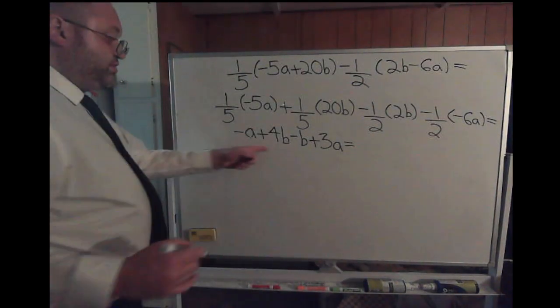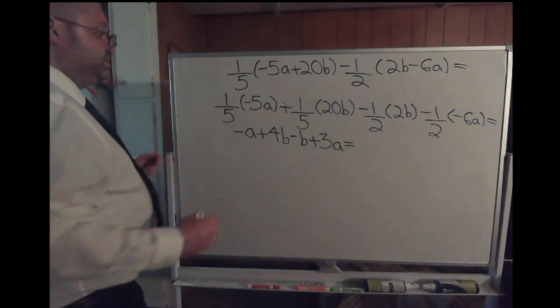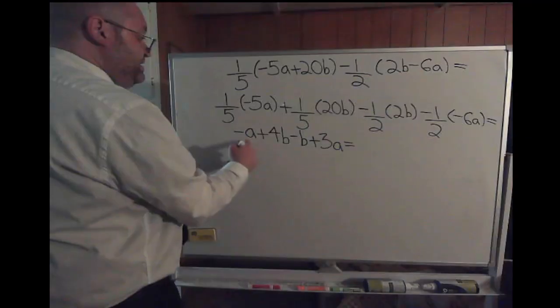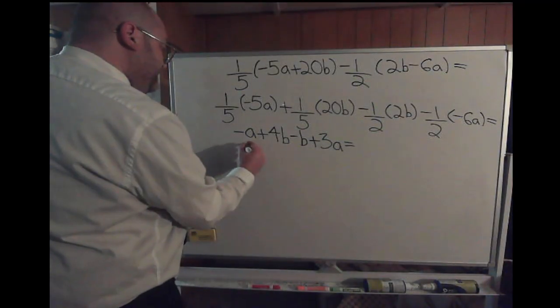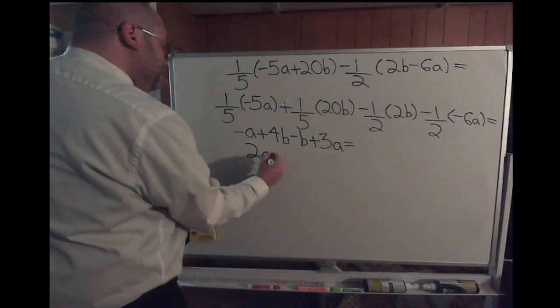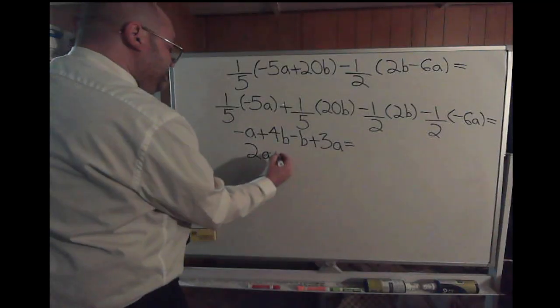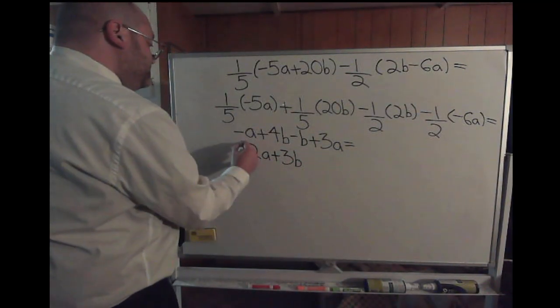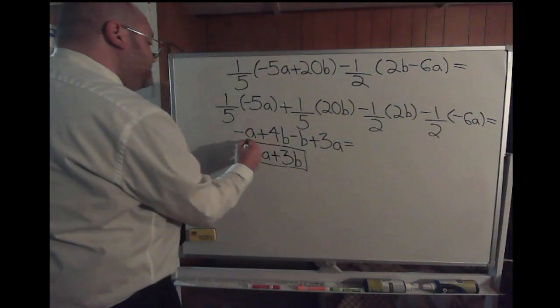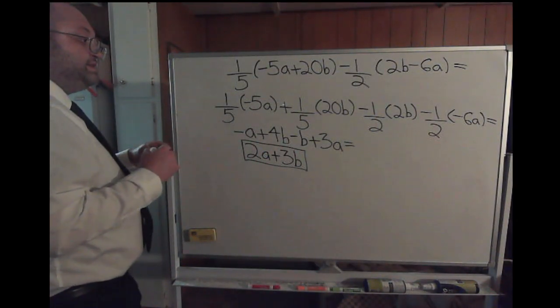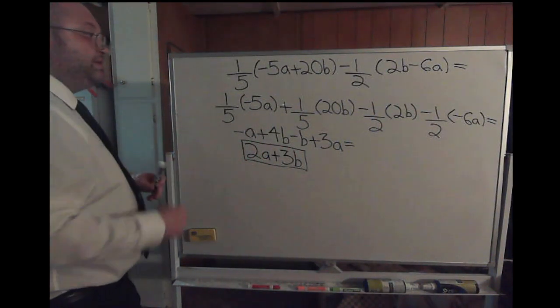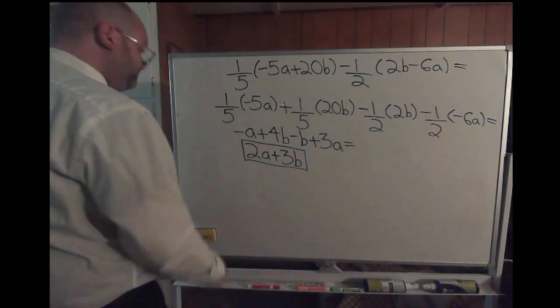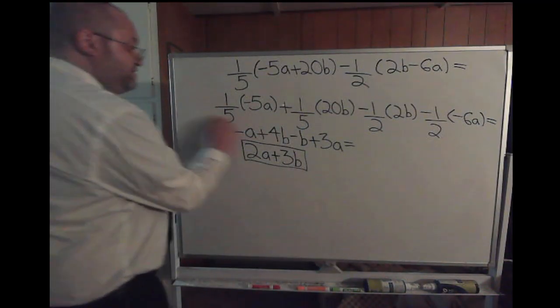And now you just got to go through, add the like terms. So the a's with the a's, the b's with the b's. So you have negative a plus 3a, that'd be 2a. Then you have plus 4b minus b, well that'd be plus 3b. So in the end, the answer you're going to get is going to be 2a plus 3b. That's exactly what you get, 2a plus 3b, once you've done all the simplification.